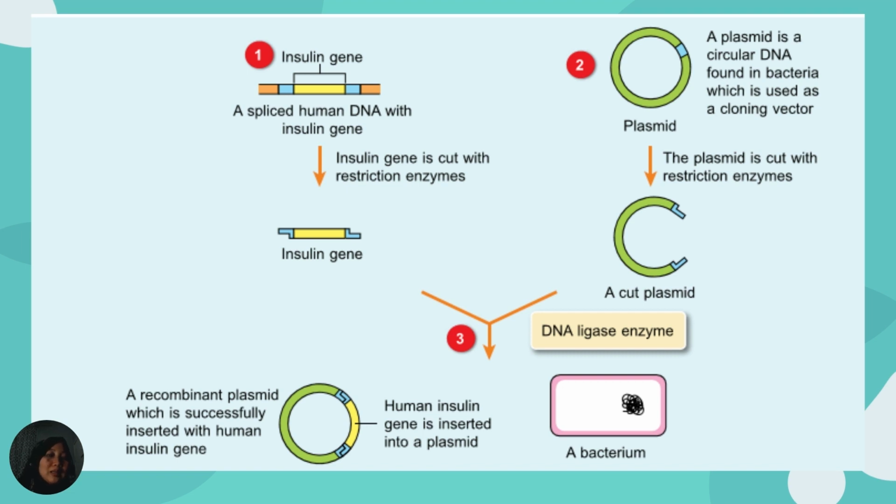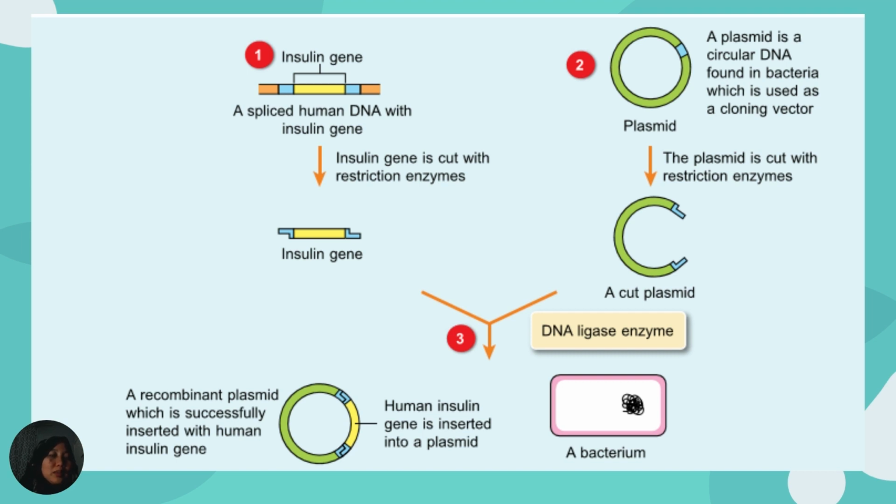Dia ada recombinant plasmid. Maksudnya, yang tadi plasmid tu vector kan? Plasmid is a vector. Pembawa. So maksudnya ini adalah plasmid. So ini adalah gene. Insulin gene yang kita sekarang kita menghasilkan insulin kan, ini adalah insulin gene. So kita cut plasmid tu supaya kita boleh masukkan insulin gene dalam plasmid tu.